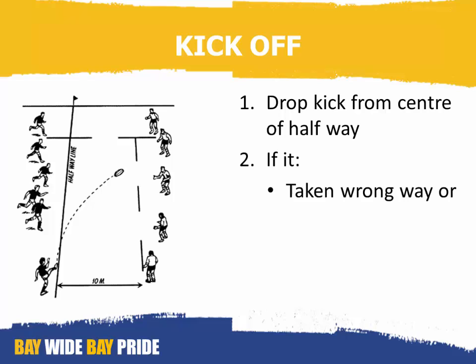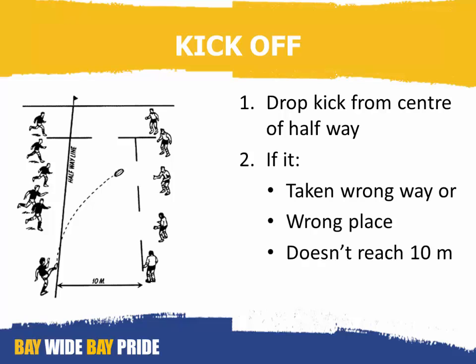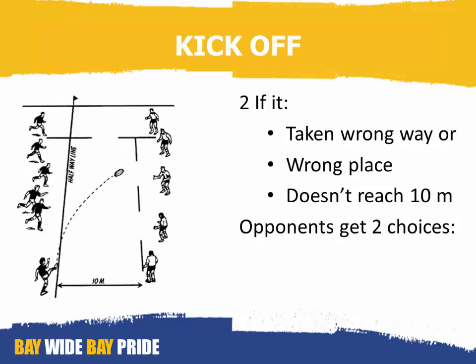If the ball is kicked off by the wrong type of kick or from the wrong place, or it doesn't reach the opponent's 10-metre line, the opposing team has two choices. They can either have a scrum at the centre of halfway where they put the ball in, or they can order a re-kick. Note that if the ball is first played by an opponent, then it's play on.